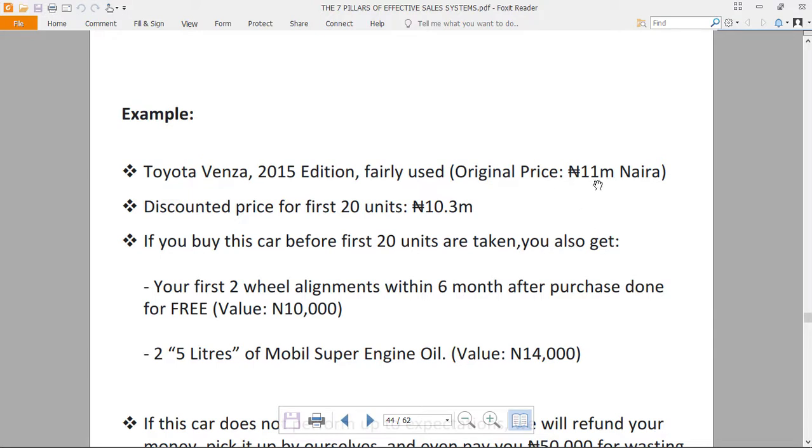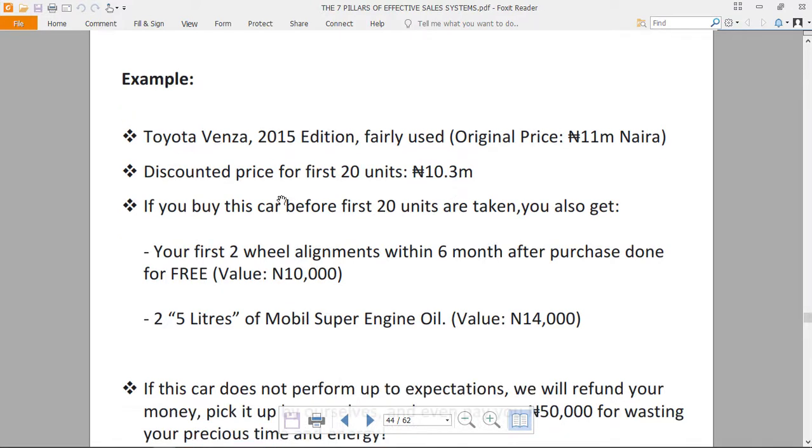So I'll bring it at 11. Sorry, I could put the original price at 12.5 here or 11. Let's just work with this. And then for the discounted price for the first 20 units, I put it at 10.3 million. So somebody says, okay, my original price is 11 million naira, slightly negotiable, and that's where they stop. Now I bring the price to 10.3 million, or it could be 10.5.